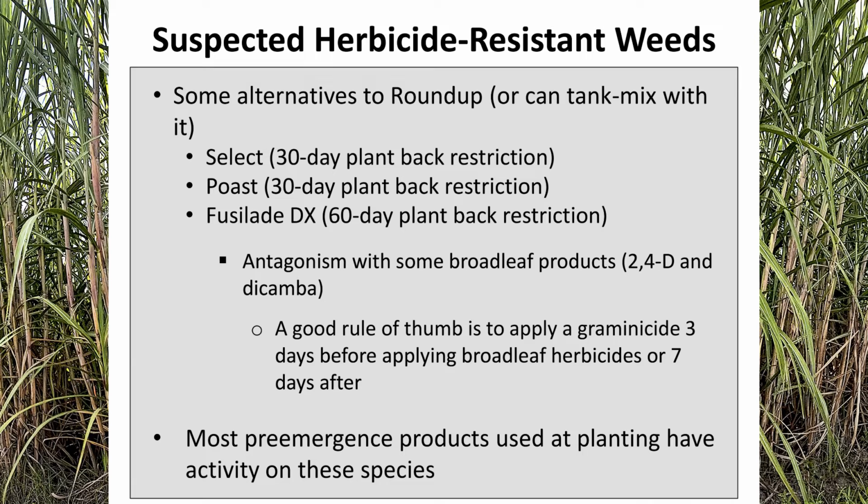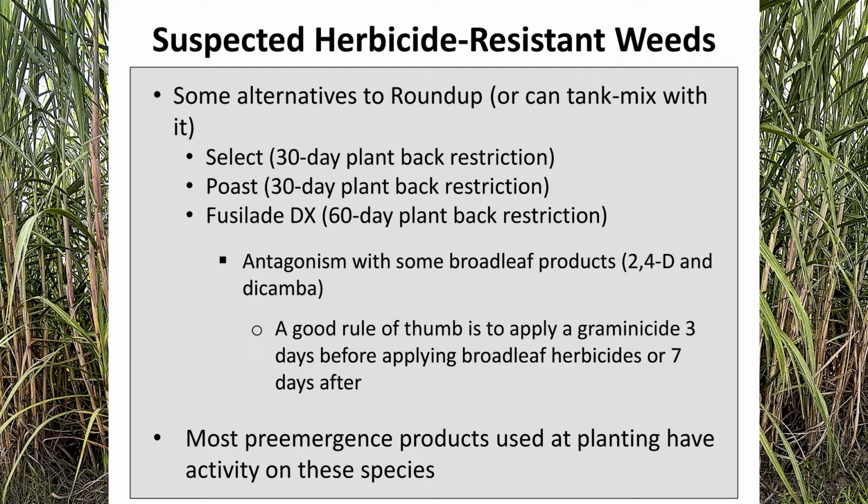So what do you do to manage those grassy weeds in the fallow ground? Some alternatives to Roundup. I mean, you can tank mix these products with the glyphosate. We haven't seen any antagonistic effects through my work and other weed scientists' work at LSU. Select, Post, Fusilade. Keep in mind they do have plant back restrictions to plant for sugarcane. So one thing to note, there is some antagonism with some broadleaf products, 2,4-D, dicamba, when you apply these graminicides.